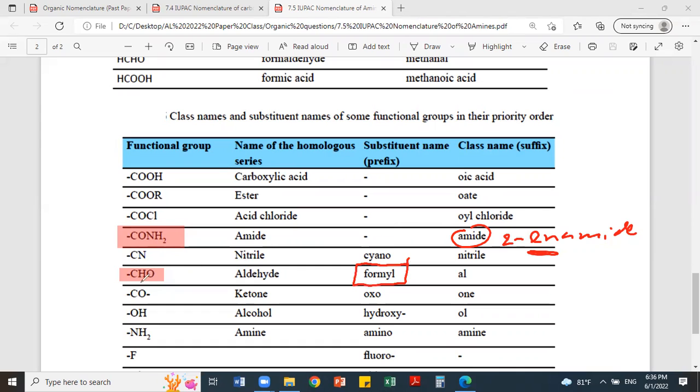So therefore, in the presence of the amide group, CHO becomes a substituent group, it becomes formyl. This is the main functional group when both are there, the higher priority amide group. Is that clear? So this entire thing is amide. Understood? Now can you try it, Sisha?